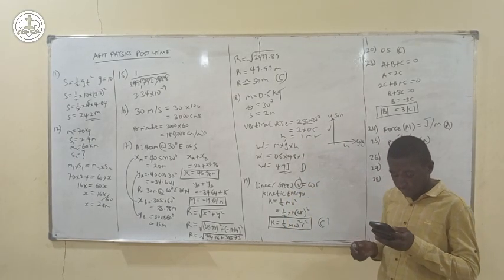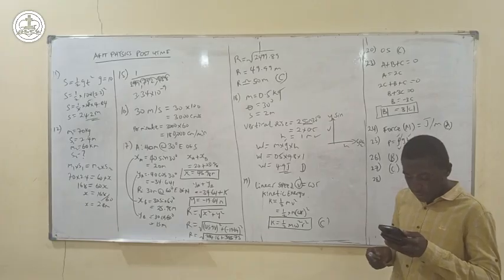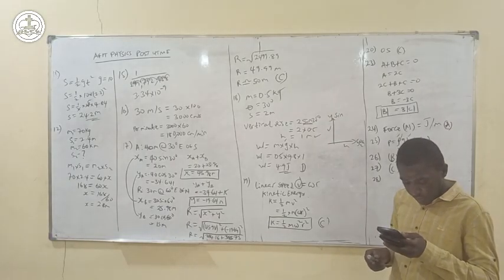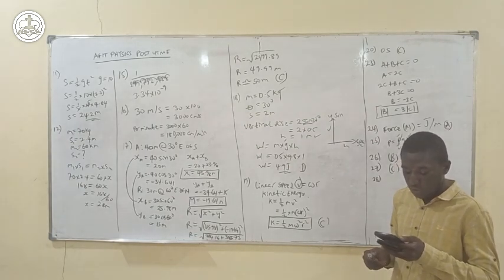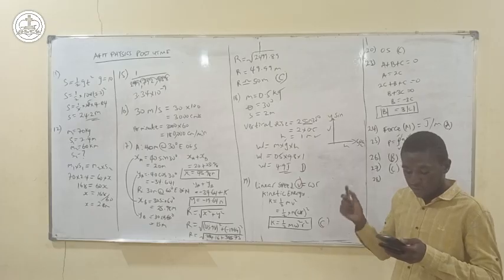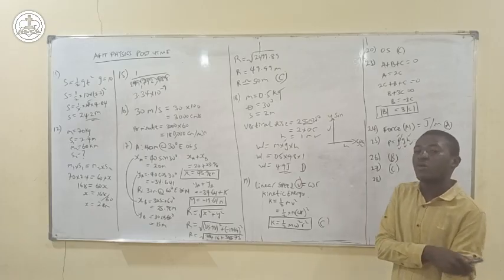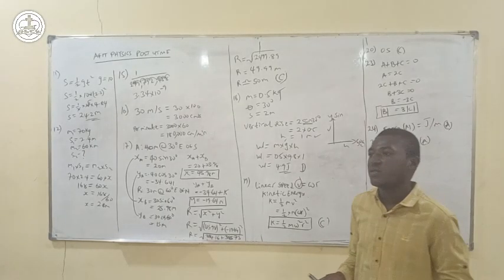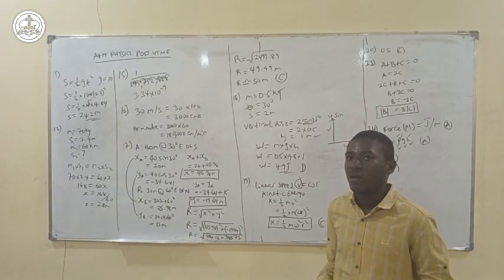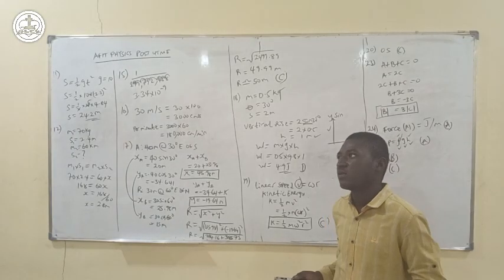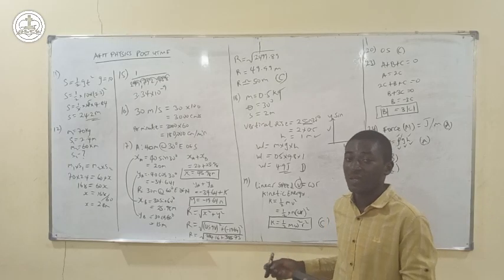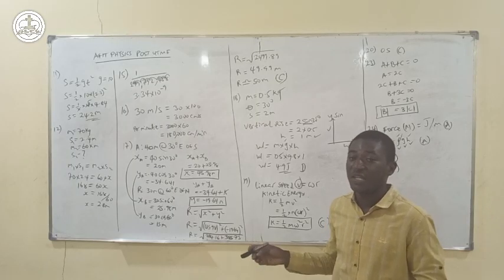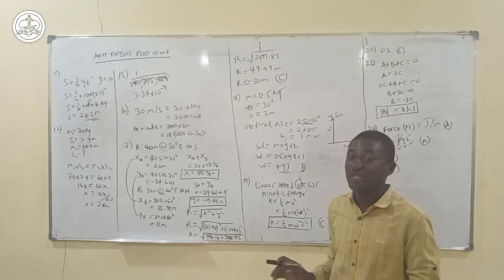A, 2 centimeter; B, 2.00 centimeter; C, 2.000 centimeter; and D, 2.0000 centimeter. What he's trying to talk about is maybe the error it can make, if you are approximating it in decimal places.